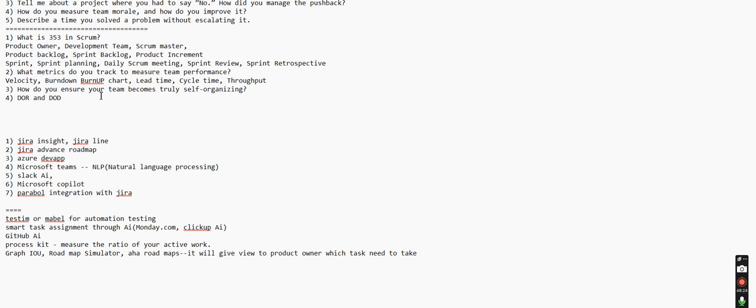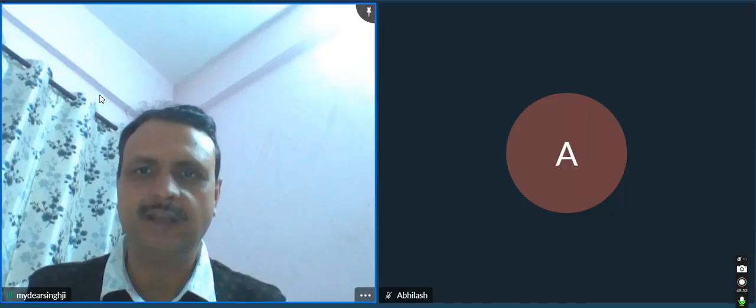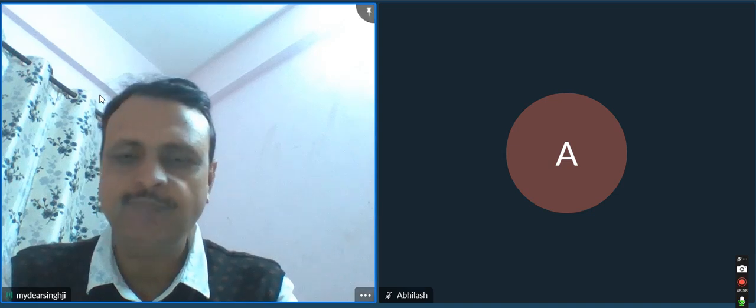Paralog integration with Jira is also there nowadays. For some testing automation tool, the people they are used, that is called Mabel. So that we can just see how we are going to introduce next meeting. Some smart task assignment tools like monday.com and ClickUp AI are there for the AI tools, and people are more keen to understand and learn.